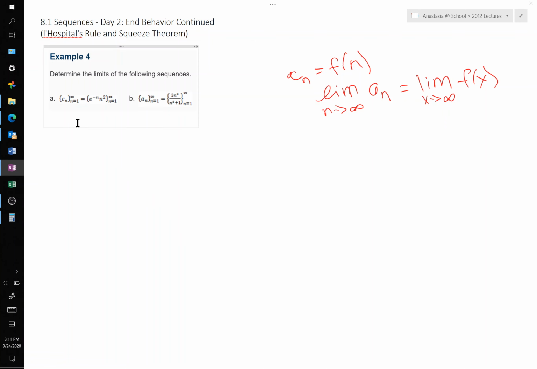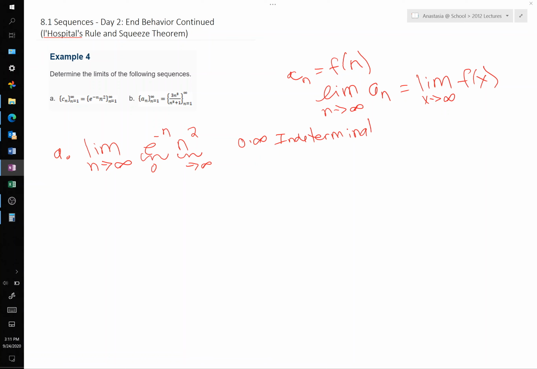So to see this illustrated in example 4, we're going to determine the limits of the following sequences. Part A, we're looking at Cn, that's defined as e to the negative n times n squared. So we're going to look at the limit as n approaches infinity of e to the negative n times n squared. If you were to consider n going to infinity now, clearly n squared would be going to infinity. But if n goes to infinity, e to the negative n is going to go to 0. Now, 0 times infinity is an indeterminate form.